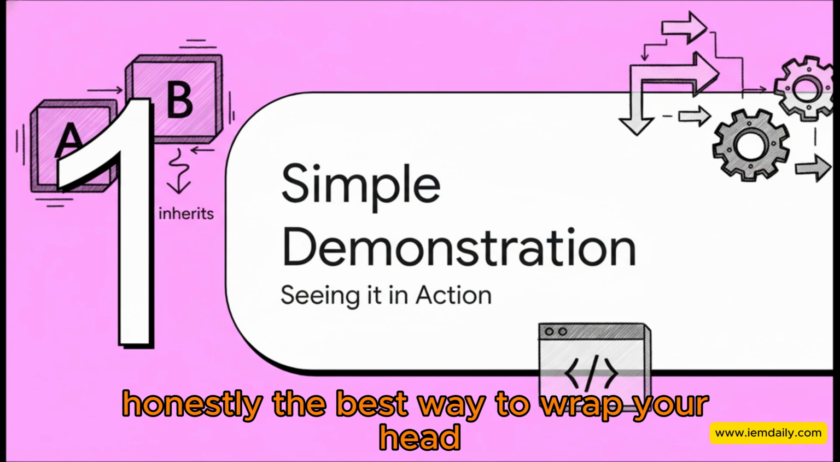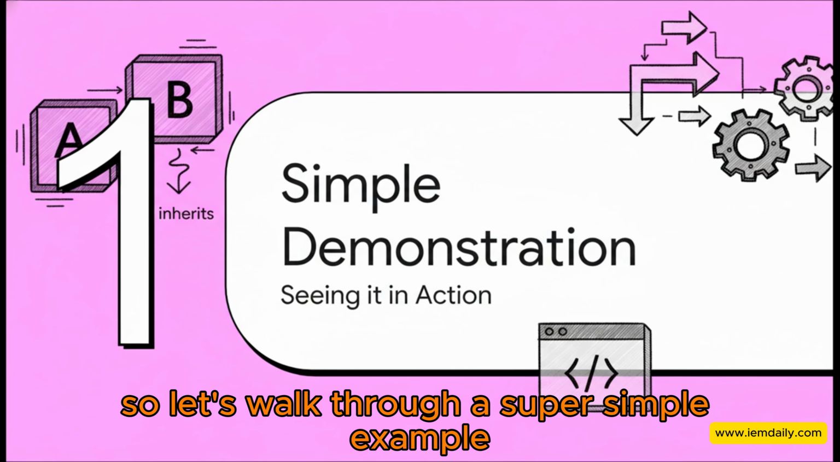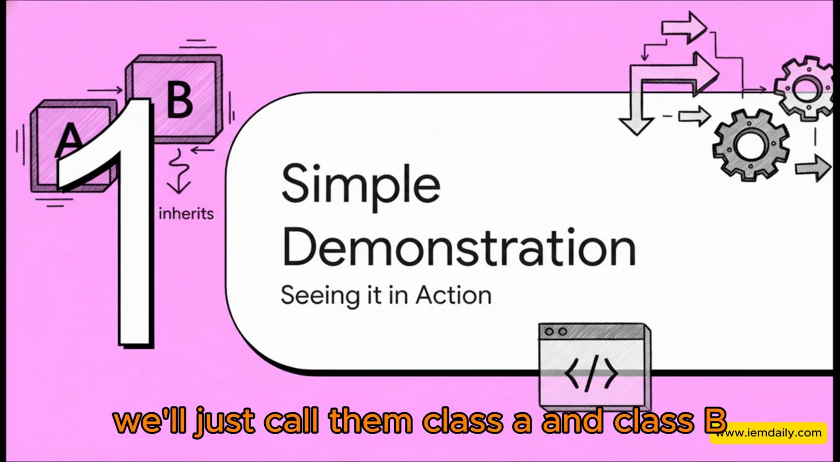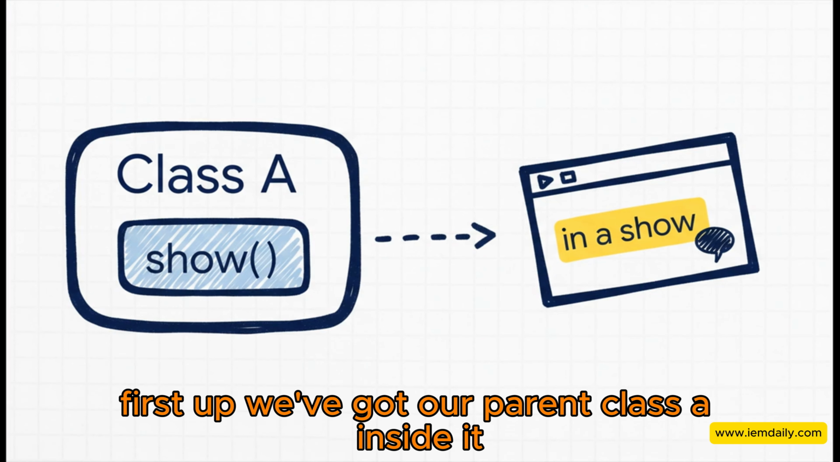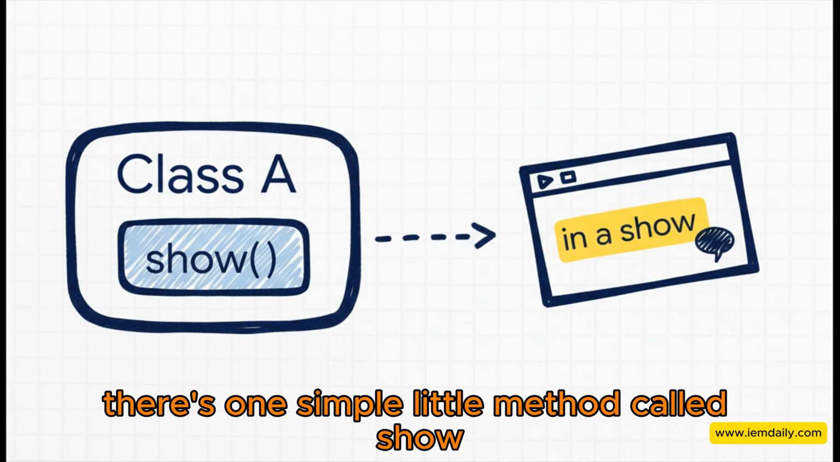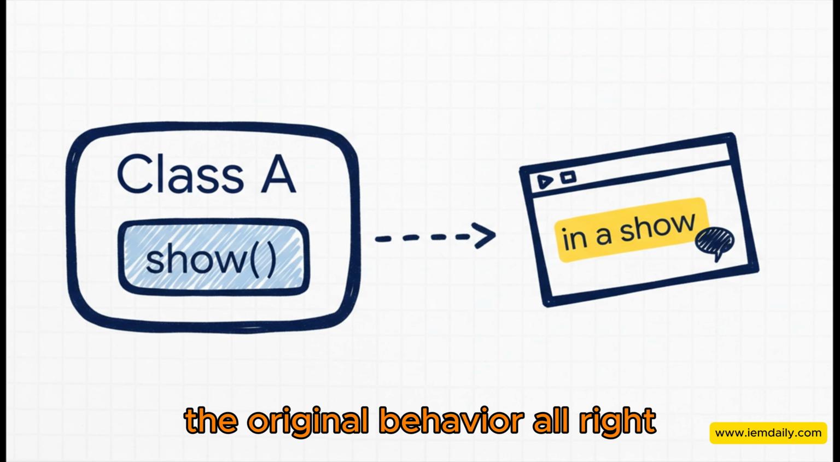Honestly, the best way to wrap your head around this is just to see it work. So let's walk through a super simple example with two classes. We'll just call them Class A and Class B. First up, we've got our parent, Class A. Inside it, there's one simple little method called show. And when you call it, all it does is print "in A show" to the console. That's our starting point, the original behavior.